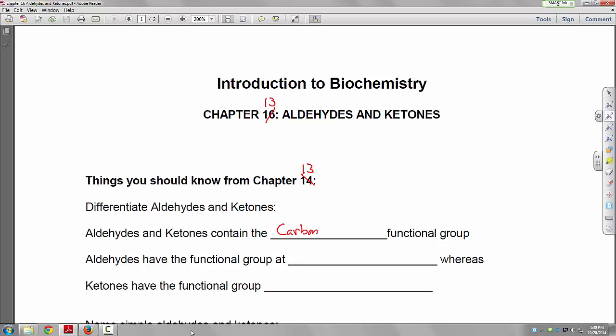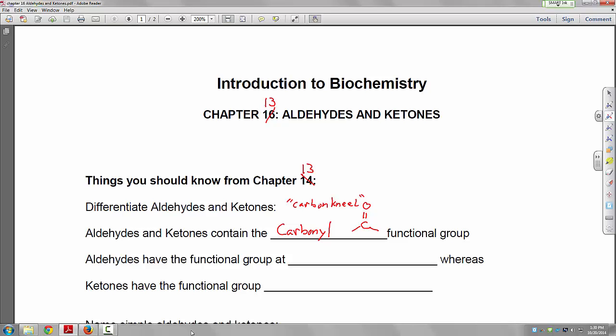So it's a carbon, and pronounced carbonyl. Carbonyl. I don't know how to do it phonetically, but it's carbonyl. That's how that's pronounced, carbonyl. And it is a carbon with a double bond to an oxygen, like that.